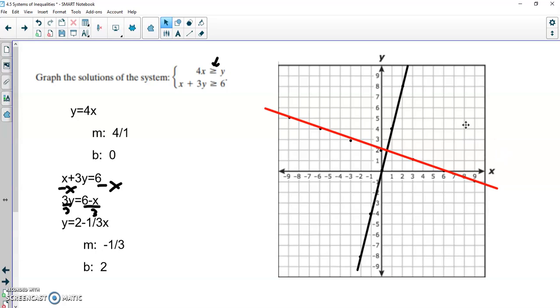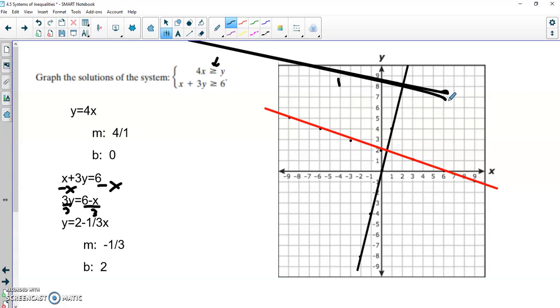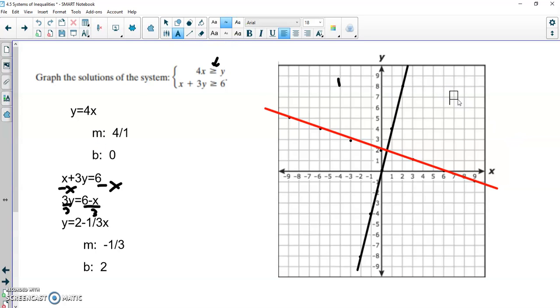Hopefully now you see that the graph is broken up into 4 regions. I have a region 1, a region 2, a region 3, and I have a region 4. And we'll actually put a 1 there typed up.